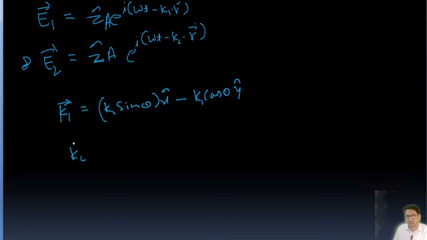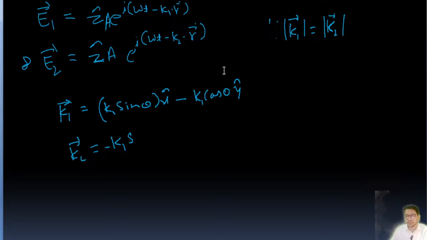And the k2 vector is going to be minus k1 sin theta, since the modulus of k1 is equal to the modulus of k2. Okay, they are coherent electromagnetic waves.